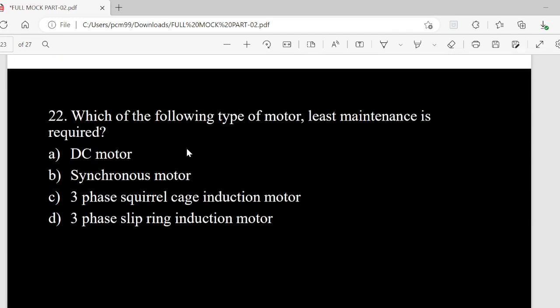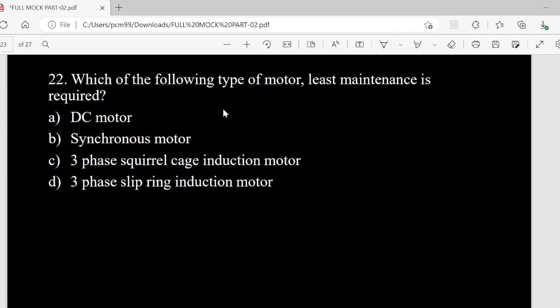Next. Question number 22. In which of the following types of motor is least maintenance required? Option A DC motor, option B synchronous motor, option C three-phase squirrel cage induction motor, option D three-phase slip ring induction motor. The correct answer is option C. Three-phase squirrel cage induction motor requires less maintenance as compared to the remaining motors.